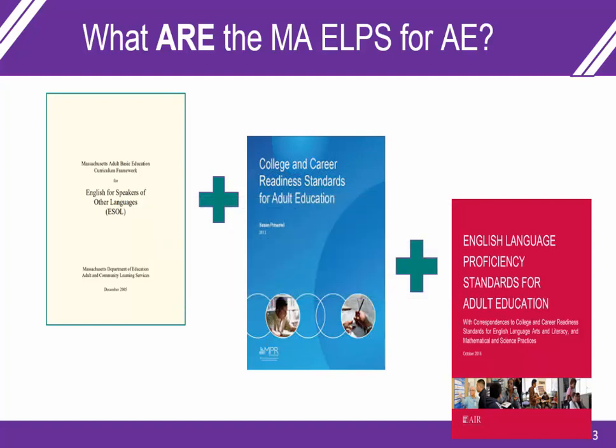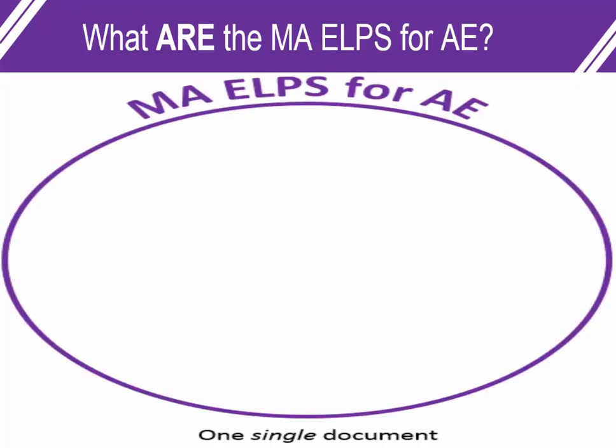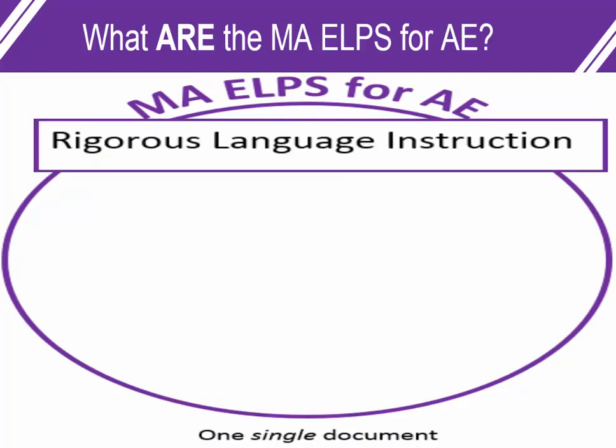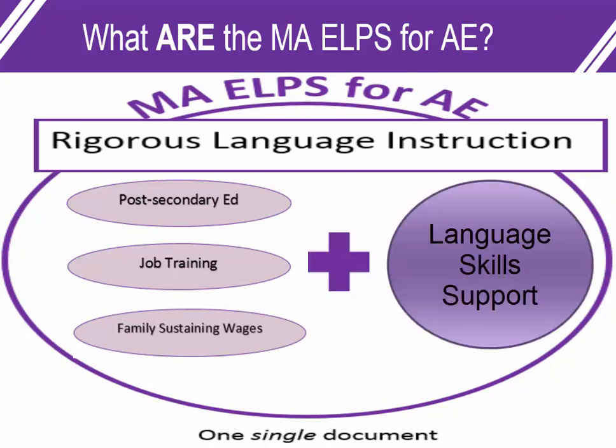You may be wondering, with all of these standards for adult English learners out there, why Massachusetts wanted to create yet another. Well, the goal of the Massachusetts ELPs for adult ed was to create a single document to guide rigorous language instruction for ESOL learners that would both prepare them for post-secondary education, job training, and family-sustaining careers, and also provide them with the necessary language skills and support needed to meet those standards.